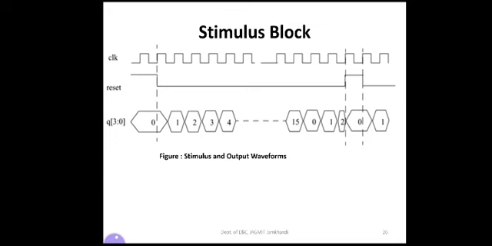The clock signal is continuously transiting its value from 0 to 1 and 1 to 0 with a fixed frequency. So this is a clock pulse. Then reset, initially it is a high value, then it becomes 0. All these signals have to be changed in the programming itself, in the stimulus block.